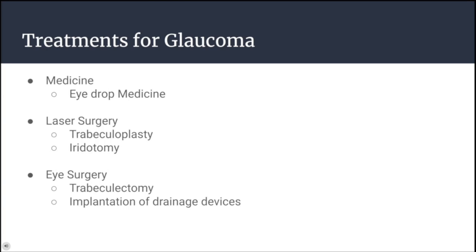Some do this by reducing the amount of aqueous fluid the eye makes. Others reduce the pressure by helping fluid flow better through the drainage angle. There are two main types of laser surgery to treat glaucoma. They help aqueous fluid drain from the eye. These procedures are usually done in your doctor's office or in an outpatient surgery center.